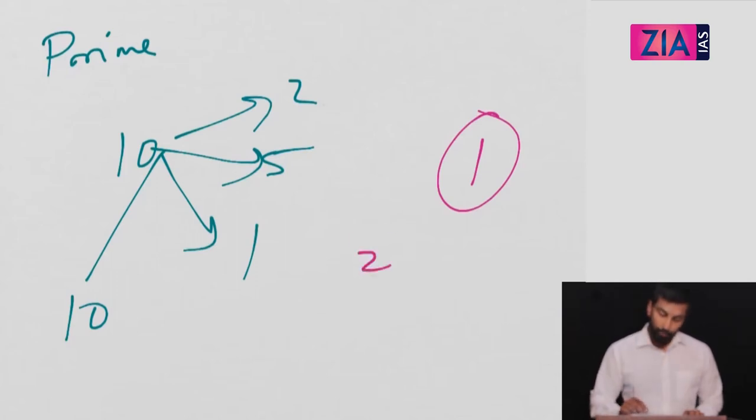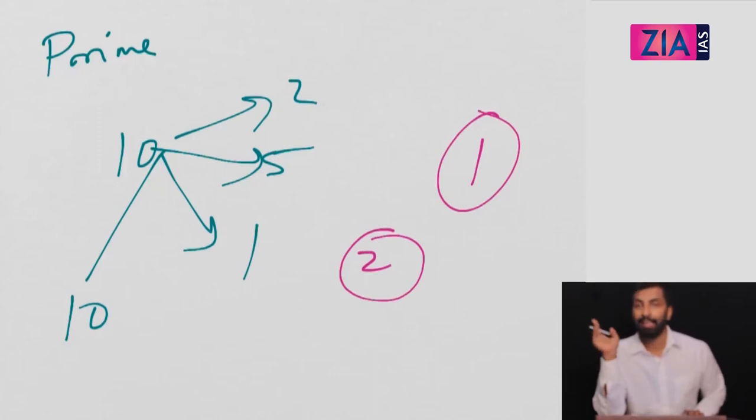And the speciality of 2 is basically that 2 is the only even prime number. Any other even number you take, 2 will be a factor. So no other even number can be a prime number. So 2 is the only even prime number, and that's the speciality of 2. So I hope you understood prime numbers and composite numbers.